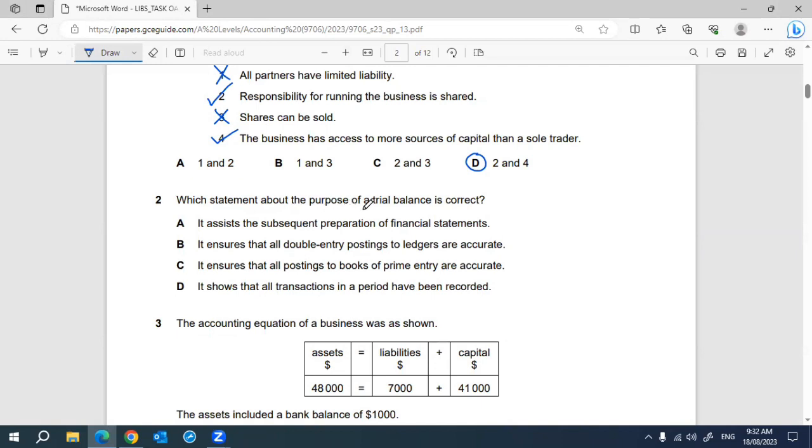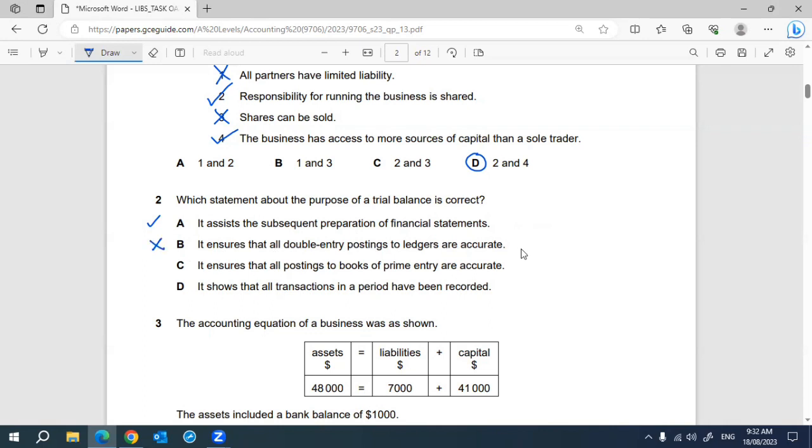Which statement about the purpose of a trial balance is correct? It assists the subsequent preparation of financial statements. Yes, this is true, because the financial statements are prepared based on the trial balance figures, but of course, including balance day adjustments. It ensures that all double entry postings to the ledgers are accurate. No, this is not true.